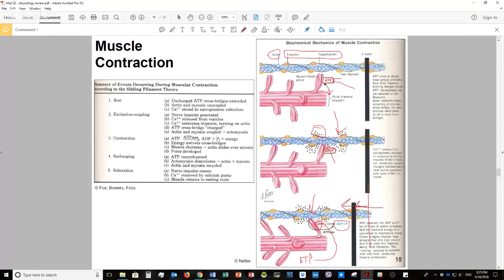release, and then spring load itself back, like the top picture. So it gets spring loaded again. And if there are binding sites available, then it will release and bind with actin and pull it again.